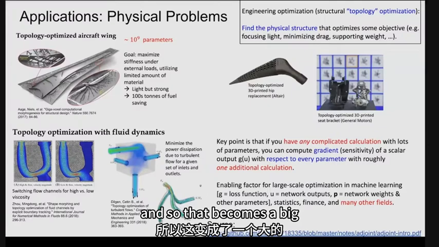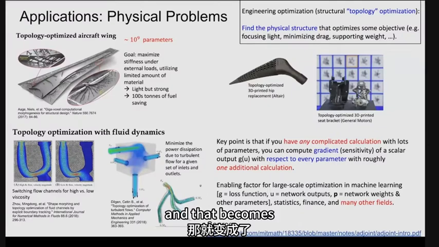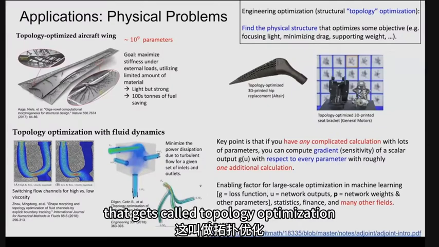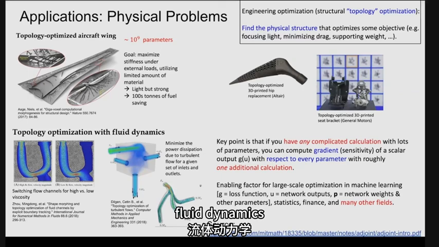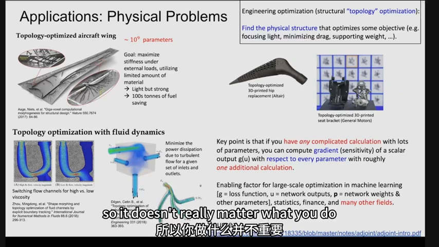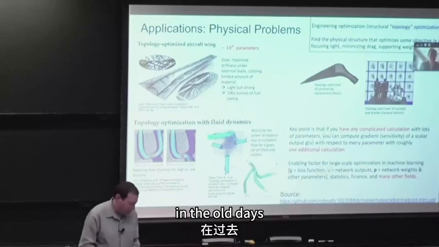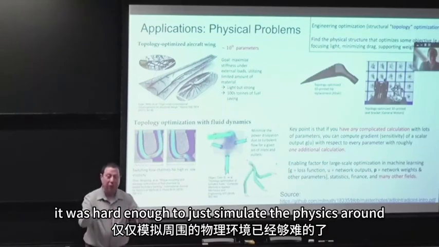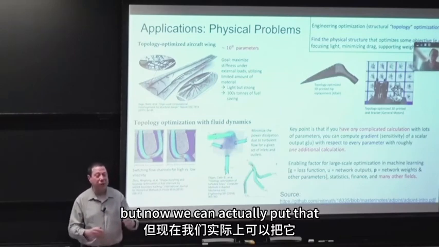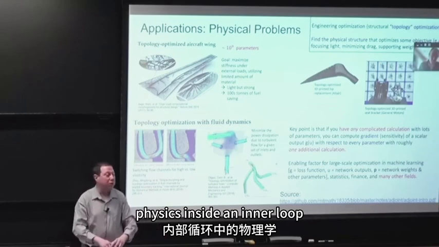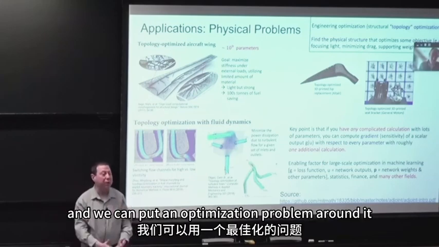And so that becomes a big optimization problem, and that gets called topology optimization. It happens for an airplane wing, it happens for fluid dynamics. So it doesn't really matter what you do. The point is that in the old days, it was hard enough to just simulate the physics around anything, like an airplane wing. But now we can actually put that physics inside an inner loop, and we can put an optimization problem around it, right?